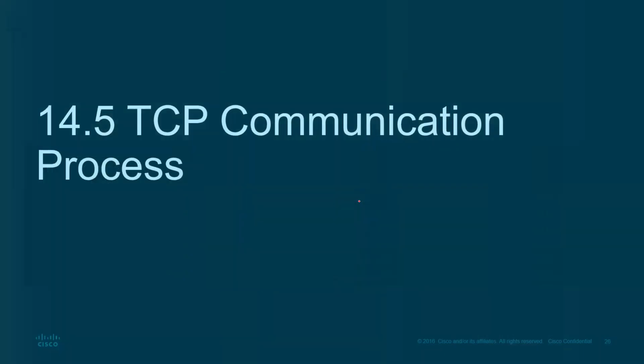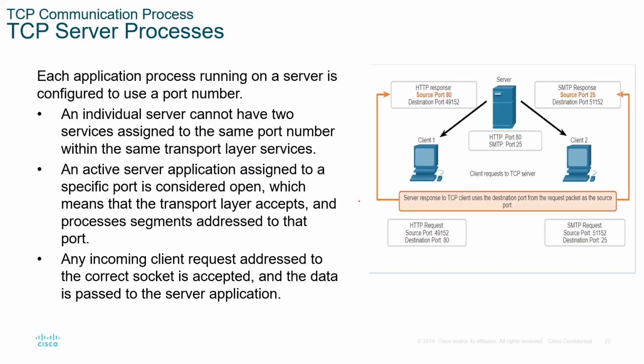So, TCP communication process, okay? Each application process running on a server is configured to use a port number. An individual server cannot have two services assigned to the same port number within the same transport layer service. So an active server application assigned to a specific port number is considered open, which means that the transport layer accepts and processes segments addressed to that particular port. Any incoming client request addressed to the correct socket is accepted, and then the data is passed to the server application.